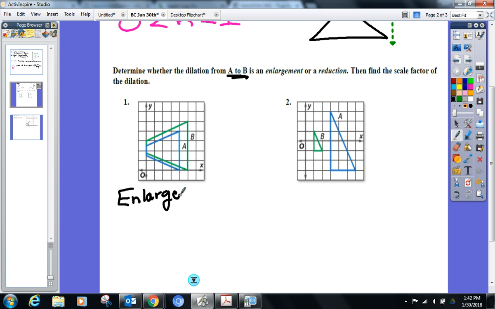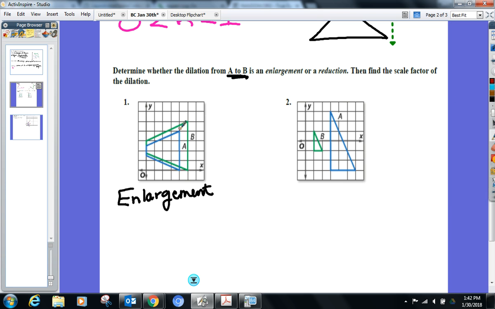Here's where it starts to get tricky. It's in the second part of the question. Find the scale factor then. That's the ratio of 2 corresponding sides. Can you guys count the ratio? Can you count 2 corresponding sides? So I don't have to break out distance formula here. Okay, go ahead. Find the length of 2 corresponding sides. I'm going to pick these right here. Let's see. A, 1, 2, 3, 4. B, 1, 2, 3, 4, 5. So it looks like 4 to 5.